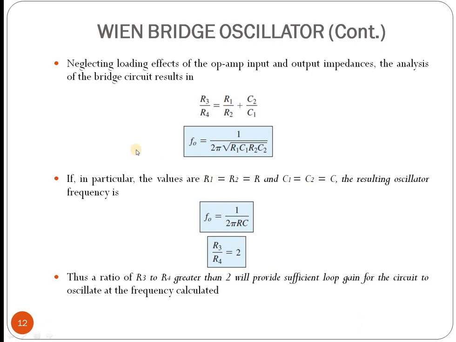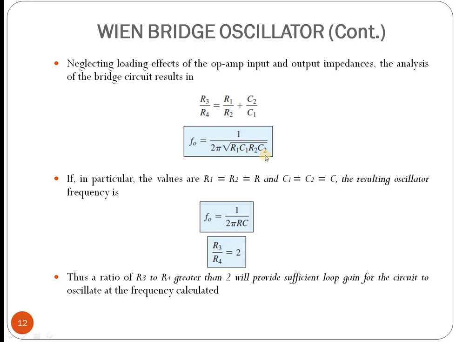For the Wien bridge oscillator, the analysis of the bridge network results in R3 by R4 equals R1 by R2 plus C2 by C1. If we neglect the loading effects, then the input output impedance will be like this. And from here we can write the frequency, that is 1 by 2 pi times the square root of R1, C1, R2 and C2.